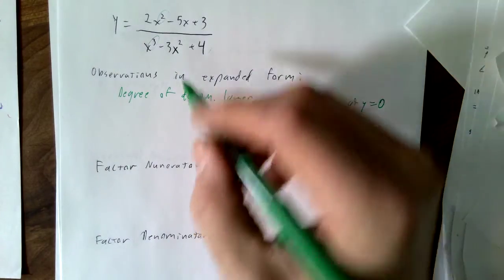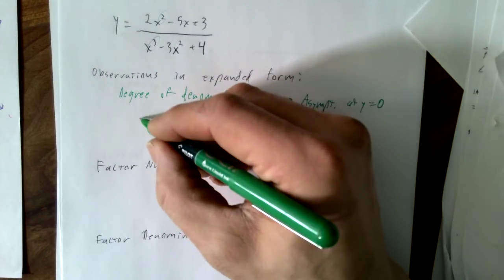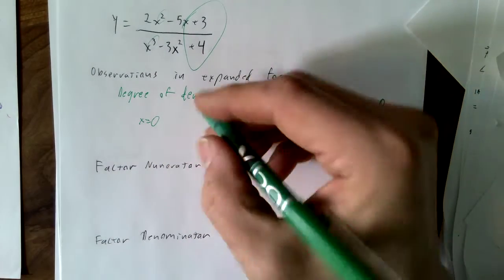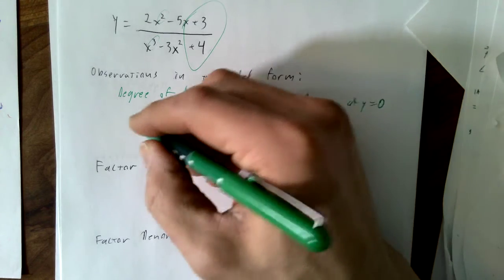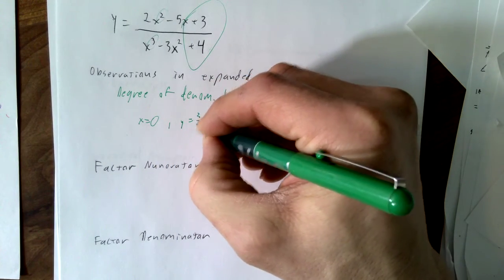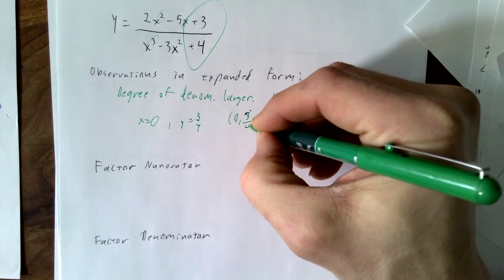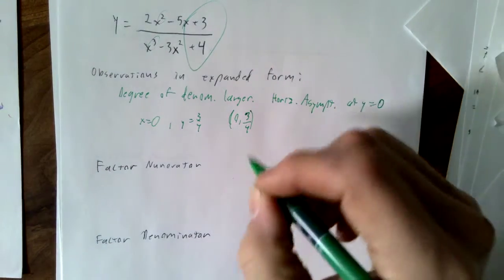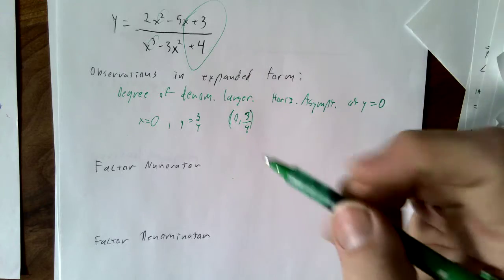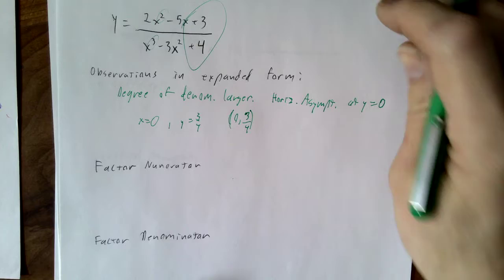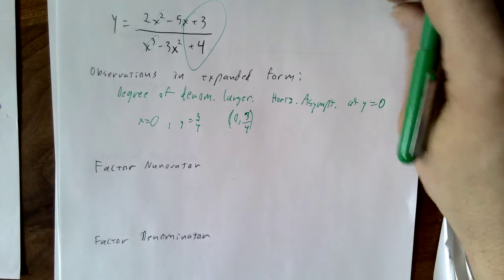The other thing that's easy to tell in expanded form is what happens when x equals 0. Those are the only non-zero terms. So when x equals 0, y is 3/4. That's the y-intercept. Positive 3/4. That's 1 point on the graph that's easy to tell from there. That's pretty much what you get from expanded form. We're going to look at the numerator and denominator separately and think about what's going on here as far as factors.